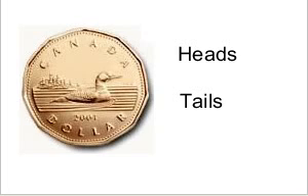So, for example, if I said, what is the probability of tossing a coin and getting heads? Well, there is only one possible way that you could get heads. So the number of possible favorable outcomes is 1. But there are two possible outcomes. There's heads and there's tails. So the probability is 1 out of 2.